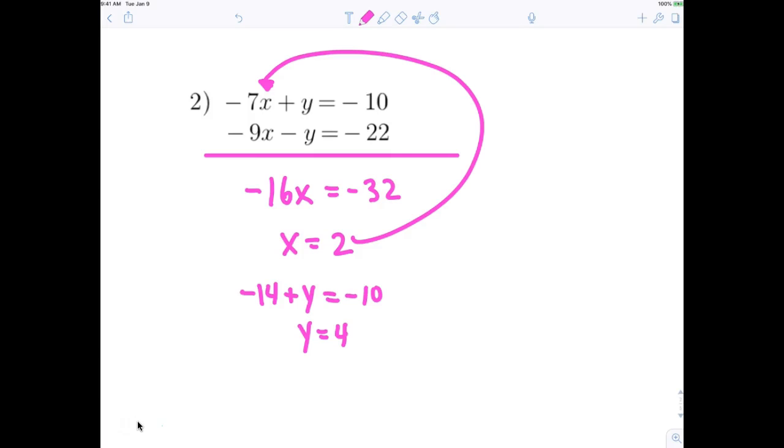All right? So now the solution here is what? What's the solution? 2, 4. That's the answer. 2, 4. Are you with me? All right. So write 2, 4.